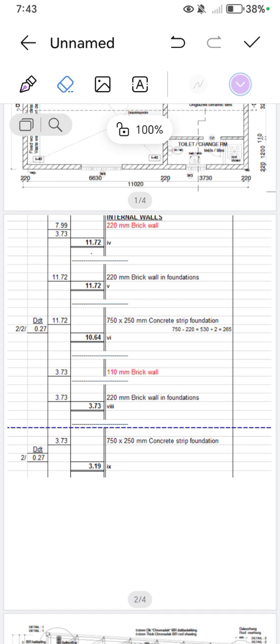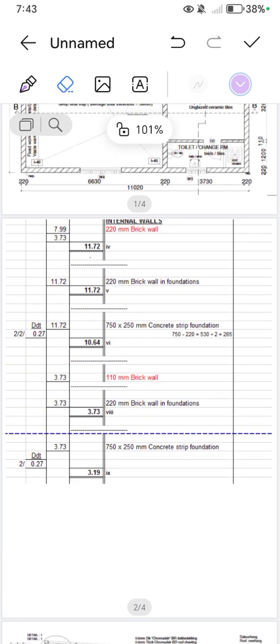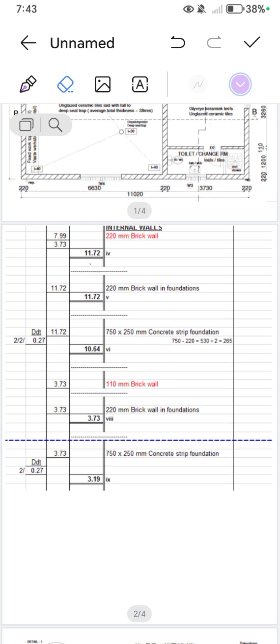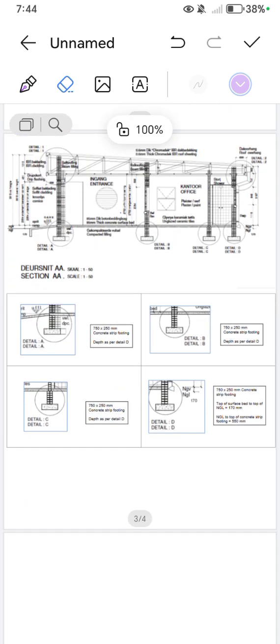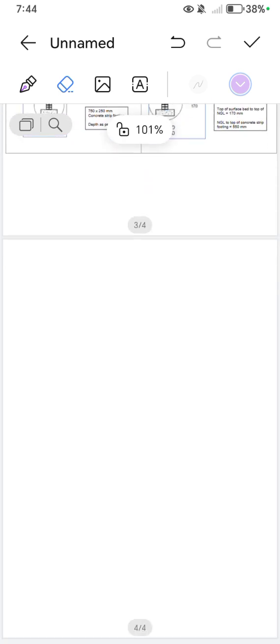Okay, they had that 750 by 250 millimeter concrete strip footing. Then they said that they have the 750 minus 220. So let me just show you how. Yeah, 750 minus 220, then this gives you the 530 divided by 2. I'll just explain what's happening there.